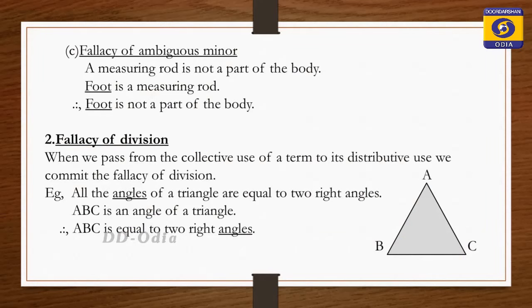Then in the conclusion, when we say foot is not a part of the body, by foot we mean a limb of the body, a part of the body. So, here foot is used in two different senses. At one place it means foot scale, at another place it means part of the body or limb of the body. So, here minor term is used ambiguously, it has two different meanings. So, it is called the fallacy of ambiguous minor.